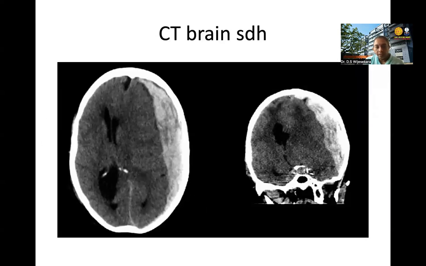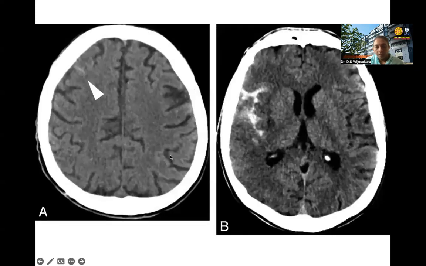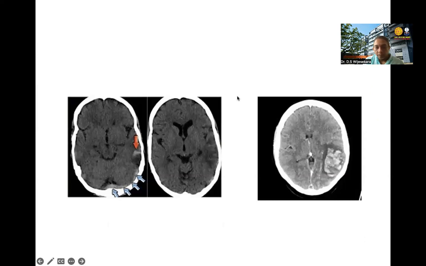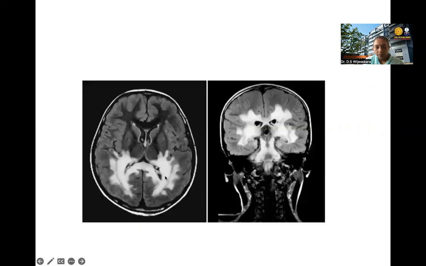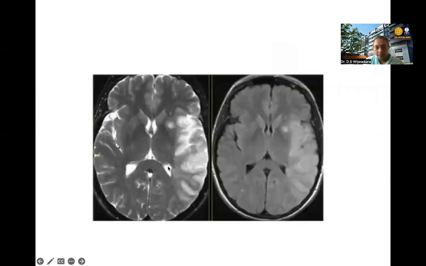In the CT brain, you can decide if there are hemorrhages like this. And a subarachnoid hemorrhage can be detected, a very subtle one and a very advanced one. And then you can detect hemorrhages, infarcts, and tumors as well. The MRI brain will be more useful in detecting tumors and hemorrhages, and also the infarcts that are old. These are specific changes in certain diseases like adrenoleukodystrophy.